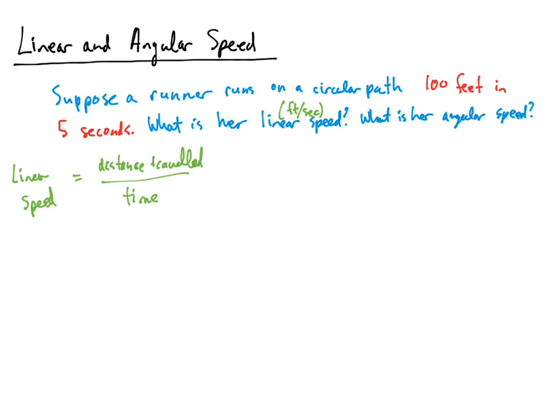Well, it tells us right off the bat, 100 feet in 5 seconds. So we're going to say 100 feet over 5 seconds. So for the linear speed, just divide 100 by 5, we have 20 feet per second. All right, so linear speed, I think most of us are pretty familiar with this. This is just the distance divided by unit time. How much distance have we traveled divided by unit time?